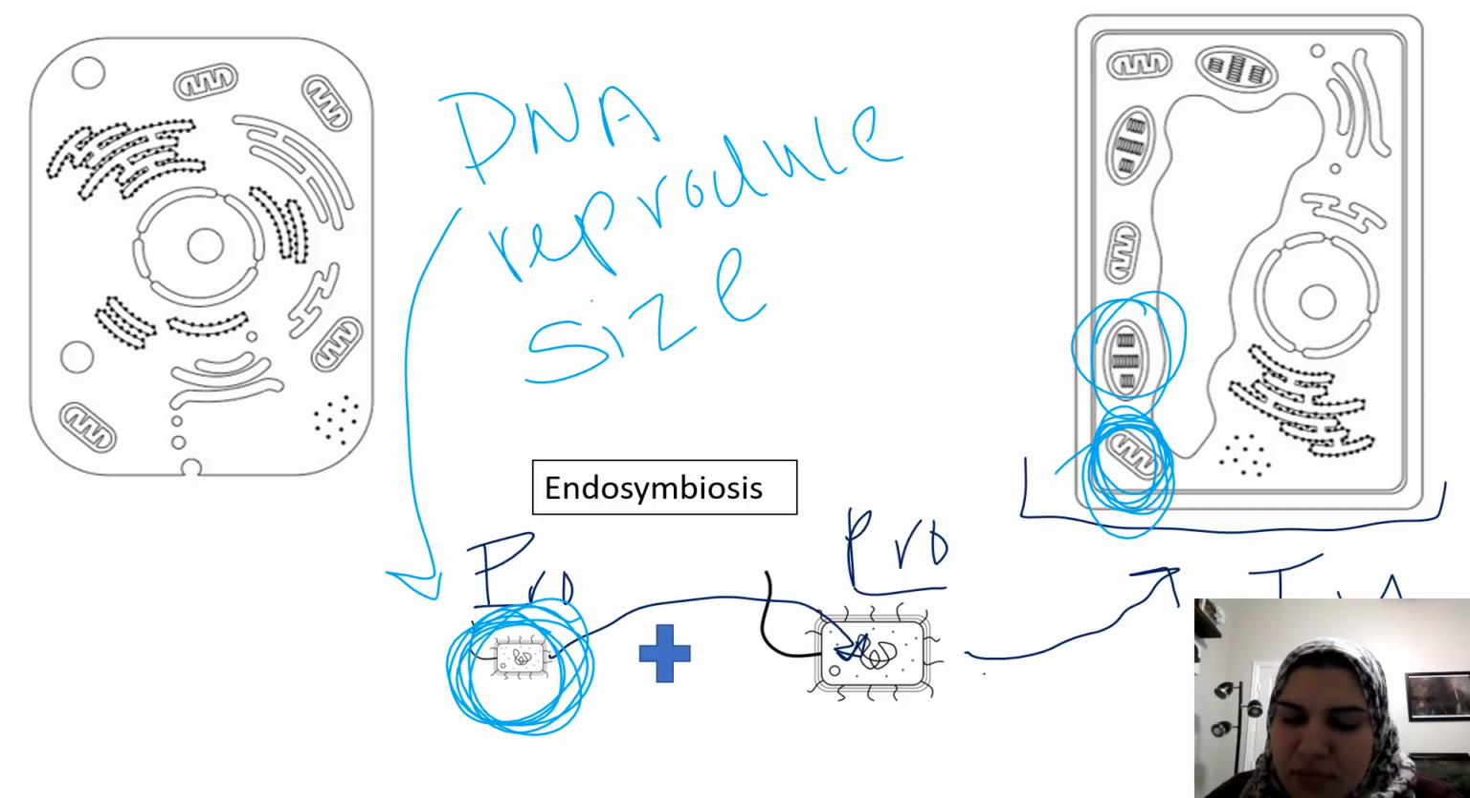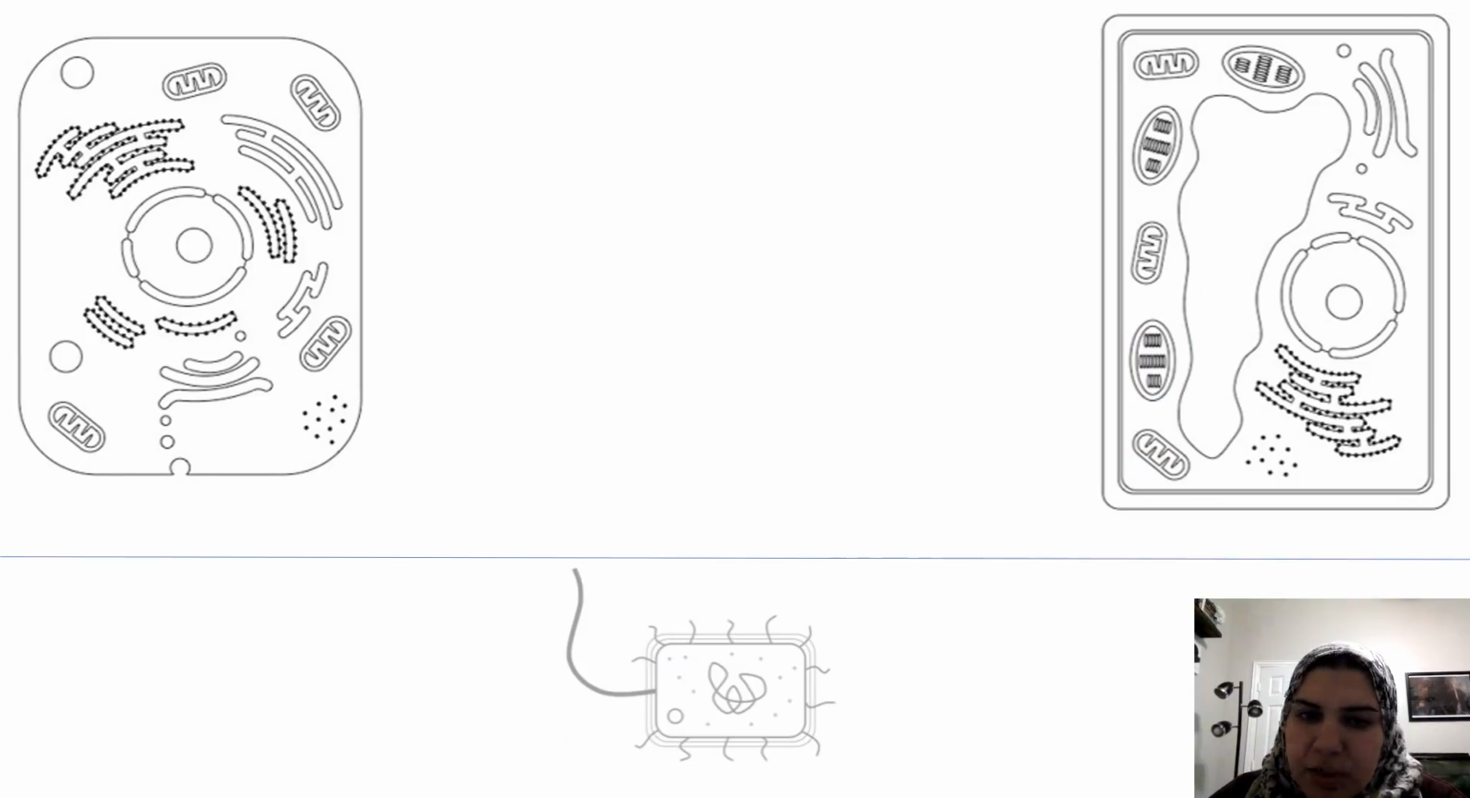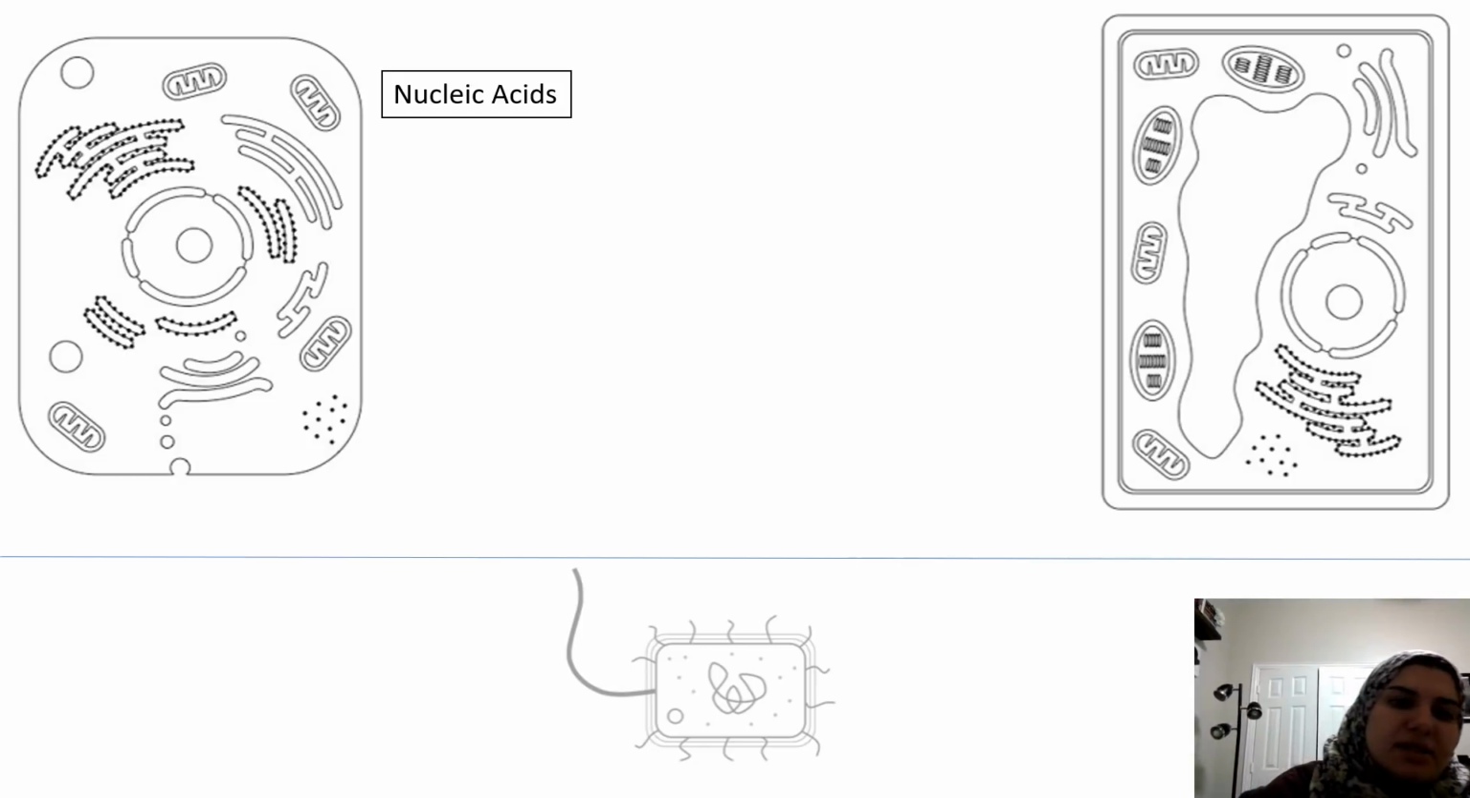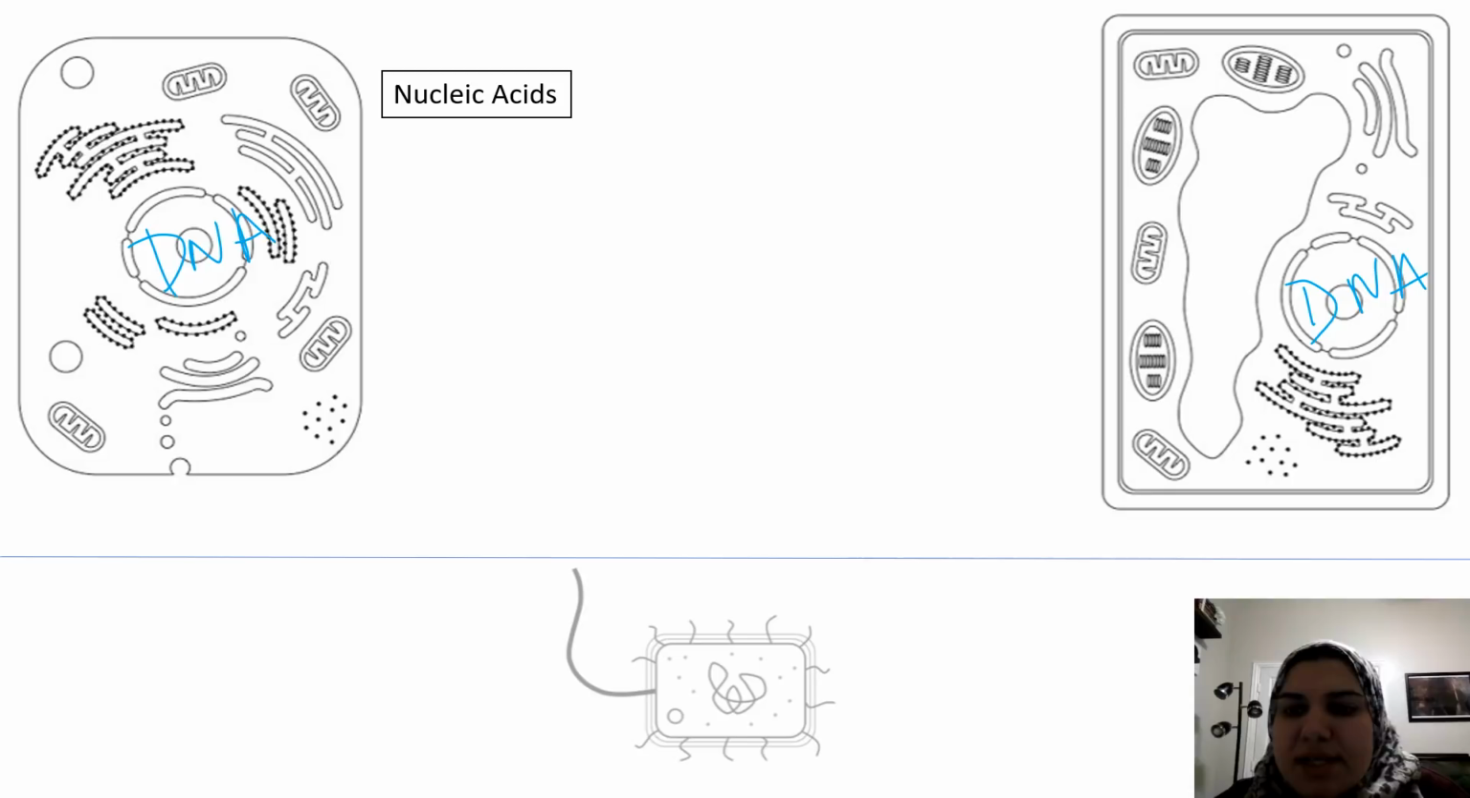Alrighty, so the next thing we need to talk about is what biomolecules make up my cell. The first one is nucleic acids. Obviously, we know that DNA is super important in our cells because it programs and tells my cell how to make proteins. Without protein, our cell would basically not function and our cells would die. The next one is carbohydrates.